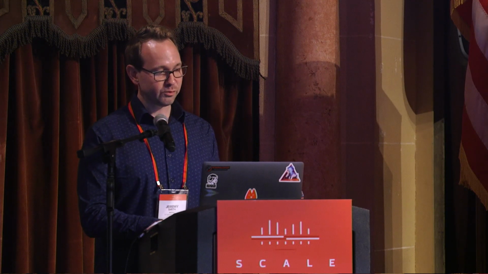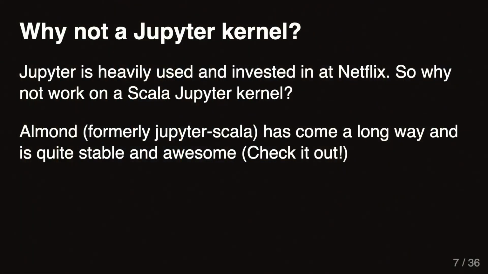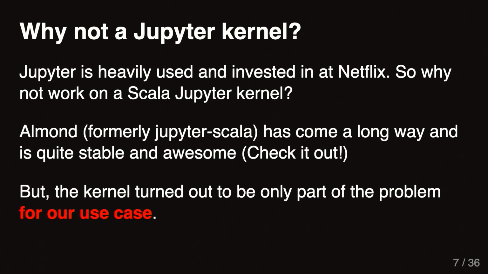So why not just work on a Jupyter kernel instead to integrate with our other investments there? And we considered maybe contributing to Almond or trying to adopt that and see if we could use that to solve some of our problems. And Almond actually, since then, has come a long way, and it's really stable and it works really well. No thanks to us, unfortunately, but if Jupyter works for you, you should definitely check out Almond. But while we were investigating that, we came to the conclusion that the kernel was really only part of the problem for our use case.